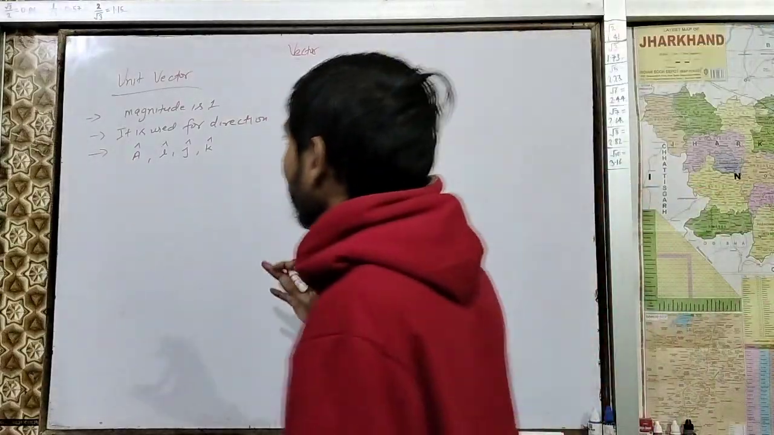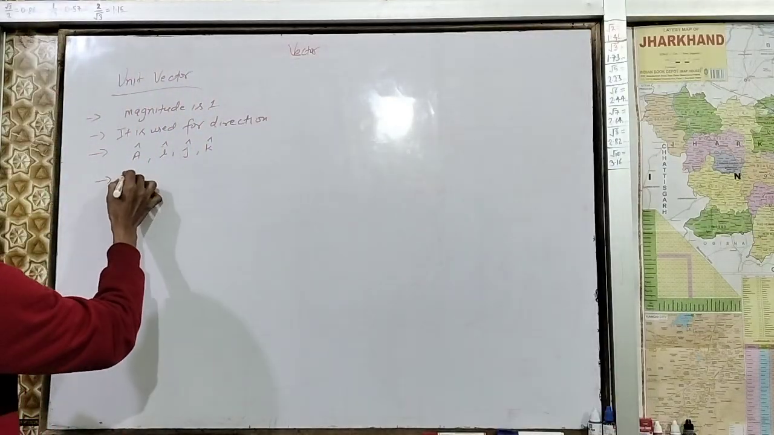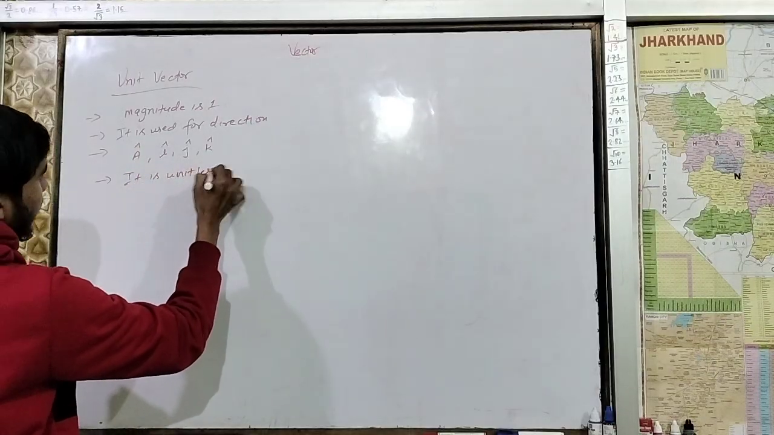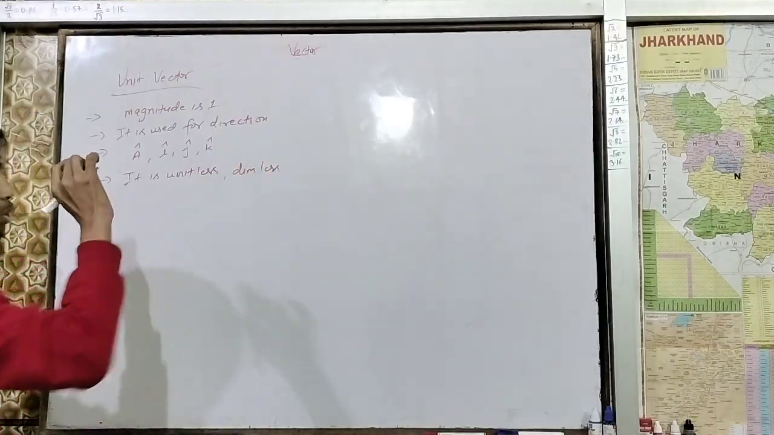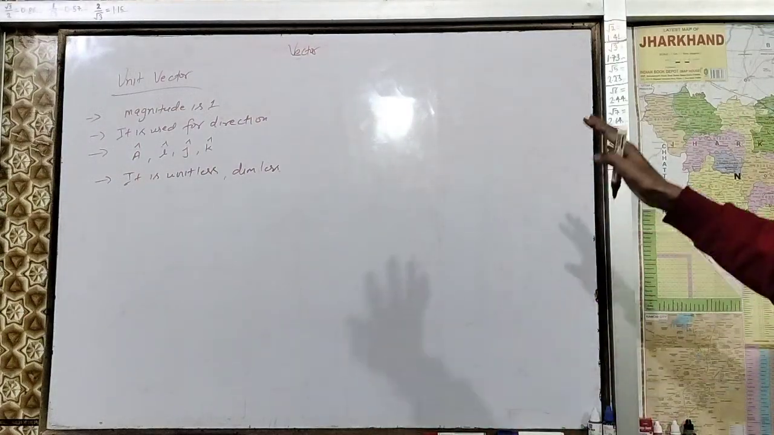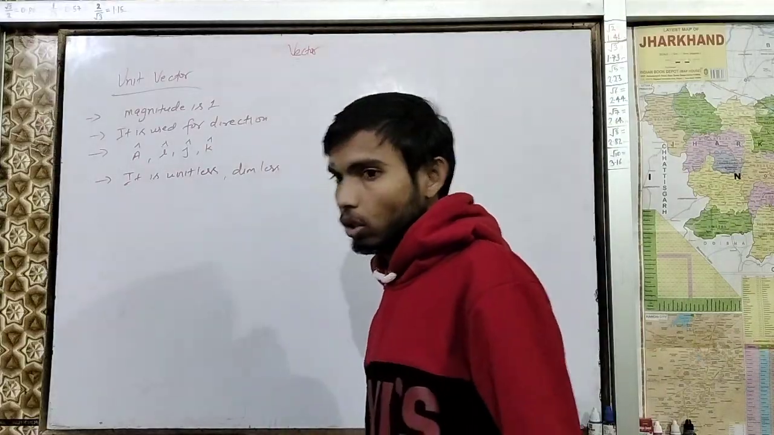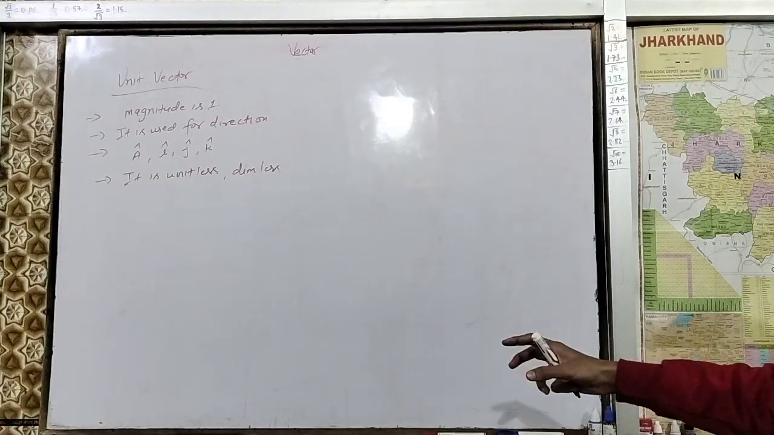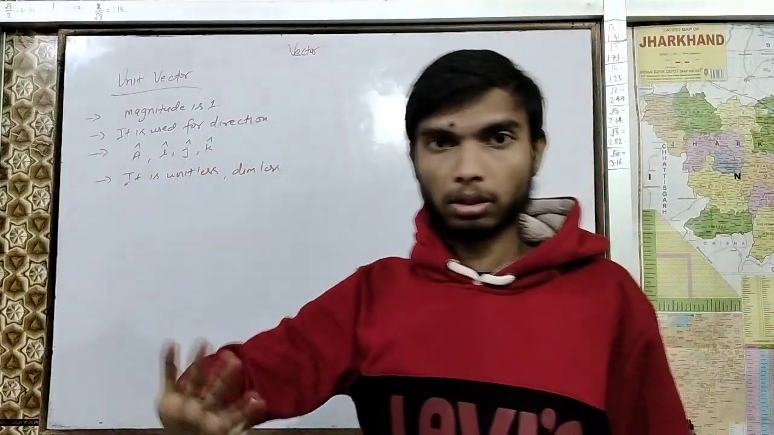I am not saying that it is not a vector. This is a vector because the word vector is added with unit. And next, it is unitless and dimensionless. This unit vector does not have dimension as well as a unit. We are going to see this, our full attention will be on unit vector. Don't worry.